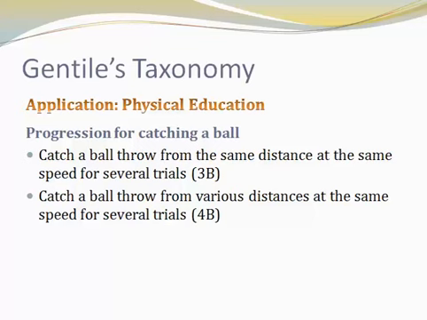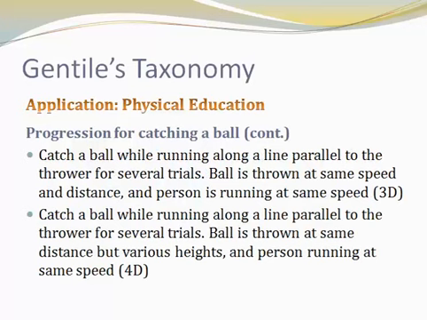Whereas we can then up the complexity slightly by catching a ball thrown from various distances at the same speed for several trials. So we've changed the distance of the throw. So now we have some intertrial variability. We can further increase the complexity by having the individual catch a ball while they're running along a line parallel to the thrower for several trials. So now the body is in transport.